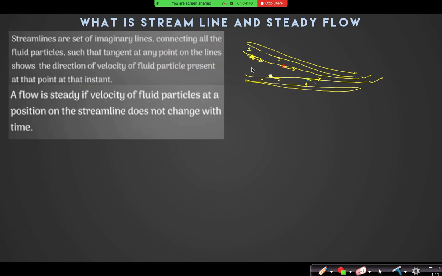So I can say that streamline has important properties. One property is that at every point, if I draw a tangent, I will find the velocity at that point. And the second one is that they do not intersect each other. Have you got the idea of streamlines? So please wait a bit.